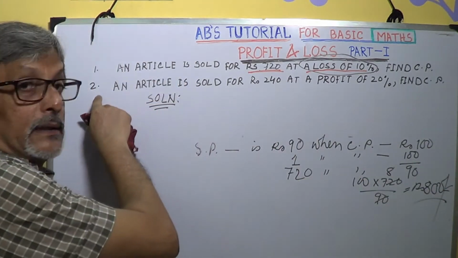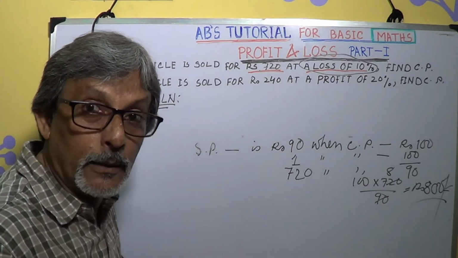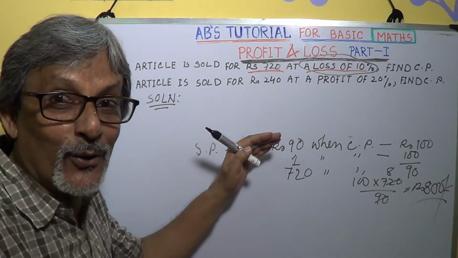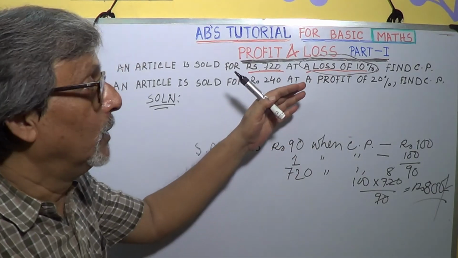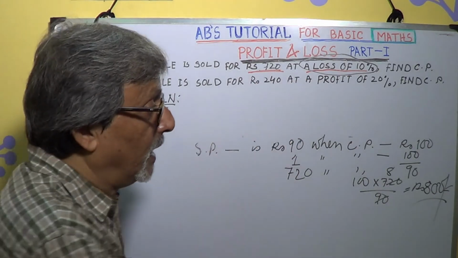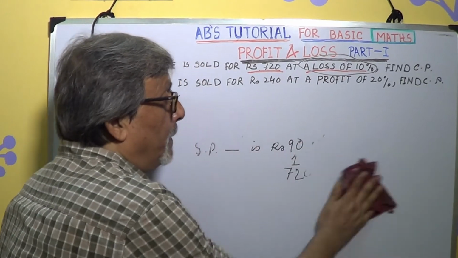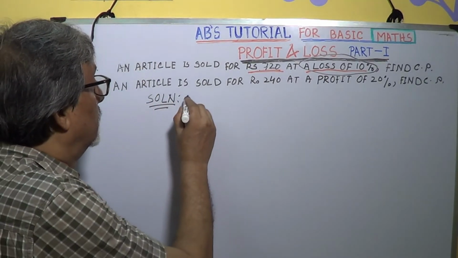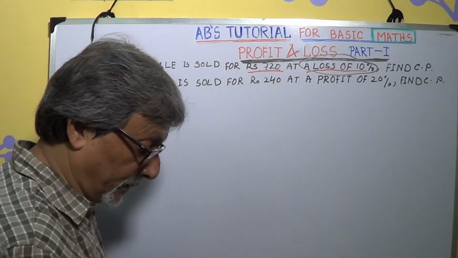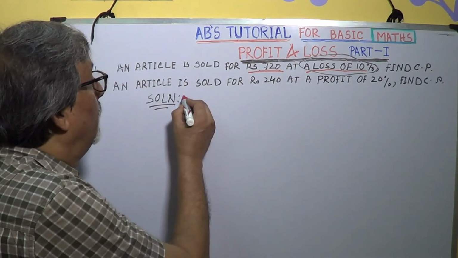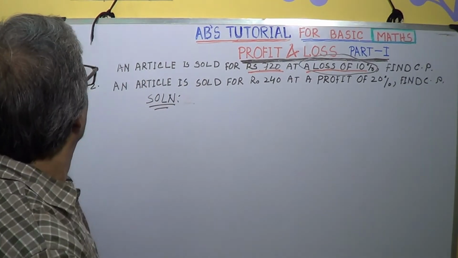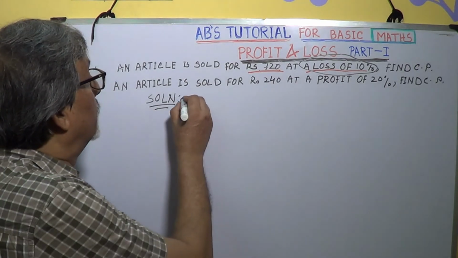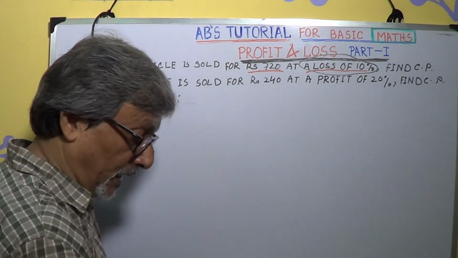Let us go for the second example. Now we are able to work out the sum with the steps we will follow in competitive exams. So in solution 2, number 2 question, we see that an article is sold for rupees 240.